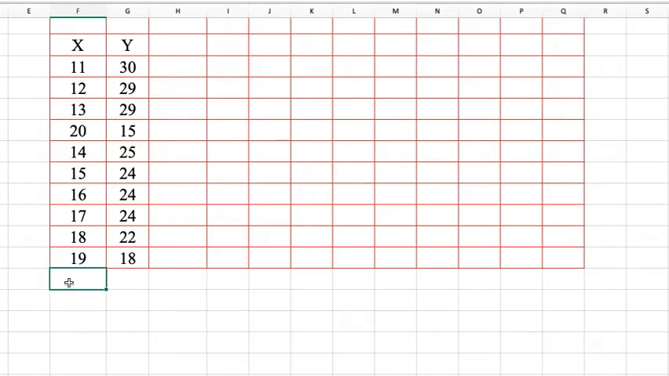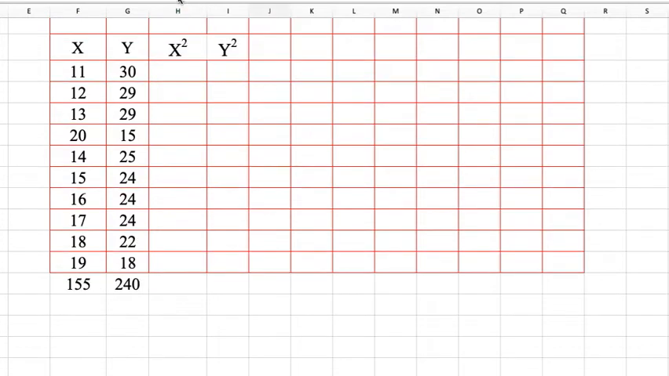So we are going to find out first the total of this. This is equal to the summation of all this, right? This is 155, and this is 240. And after that we are going to find out X square here, and then I am going to find out Y square here.